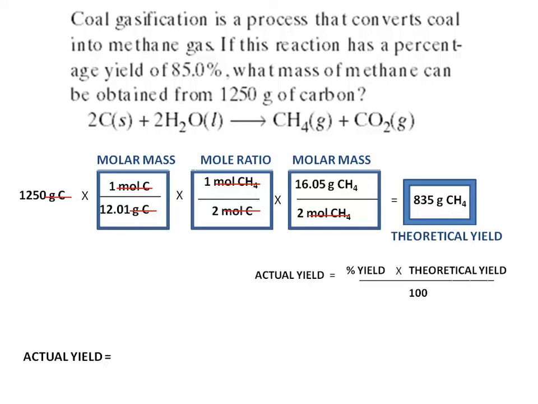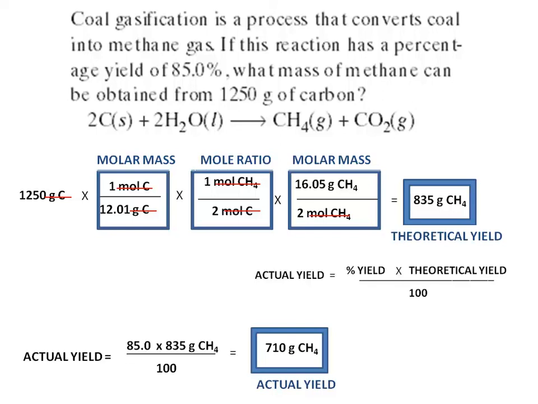Now we can plug that into our equation. Actual yield is percent yield, which the problem tells us is 85%, times 835 grams divided by 100 gives us our actual yield of 710 grams of CH4. And we can plug it in to work backwards to see if our work is correct. Right? And that's it. That's all we got.